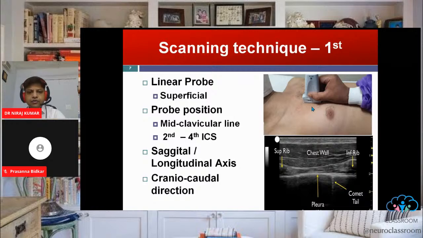So you keep the probe at the mid-clavicular line, around the second to fourth intercostal spaces, in the sagittal axis, so in the longitudinal axis, in the craniocaudal direction. I have already mentioned, there's no confusion. Keep the probe marker always on the cranial side. Then we'll get this picture. This is the sono anatomy of the lung. This is the superior rib, this is the inferior rib, and we will discuss the rest later. First of all, see the first video of this first scanning technique.